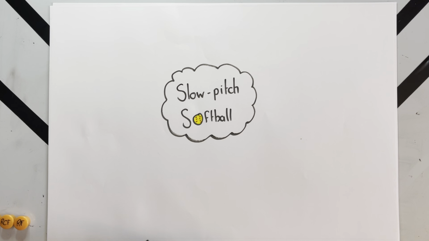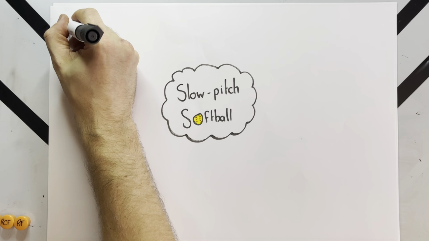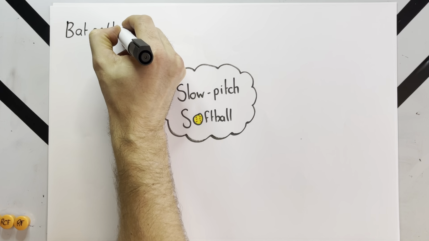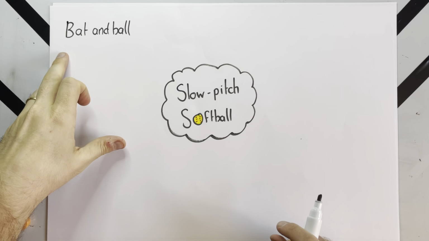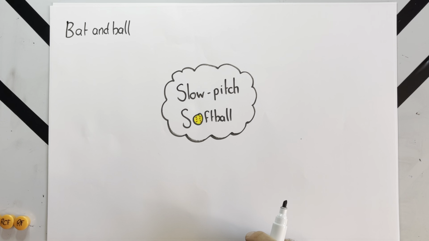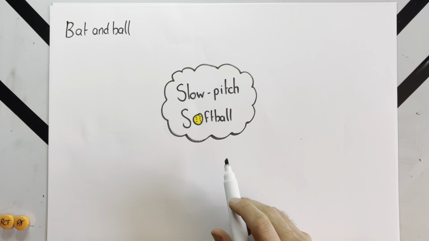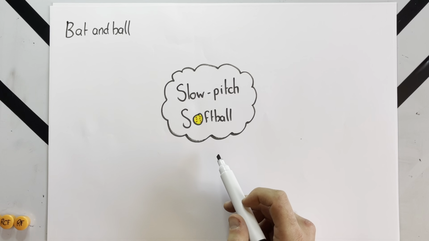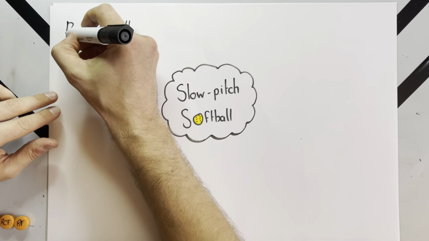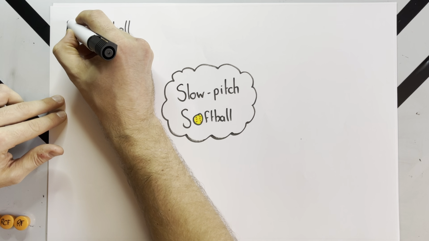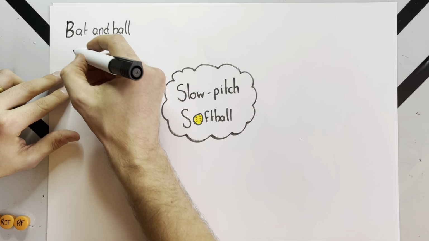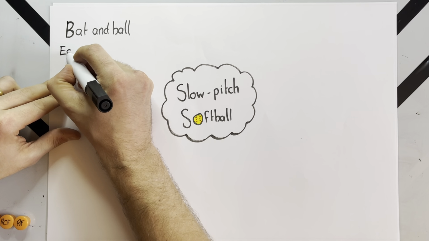So what is slow pitch softball? Well, essentially it is a bat and ball game, similar to baseball, from which softball stems, cricket, and rounders that you might have played at school. One team will take turns with a bat and the other team will have a ball and try and get them out somehow. We'll discover the ways that you can bat and the ways that you can get out. Each team has 10 players.